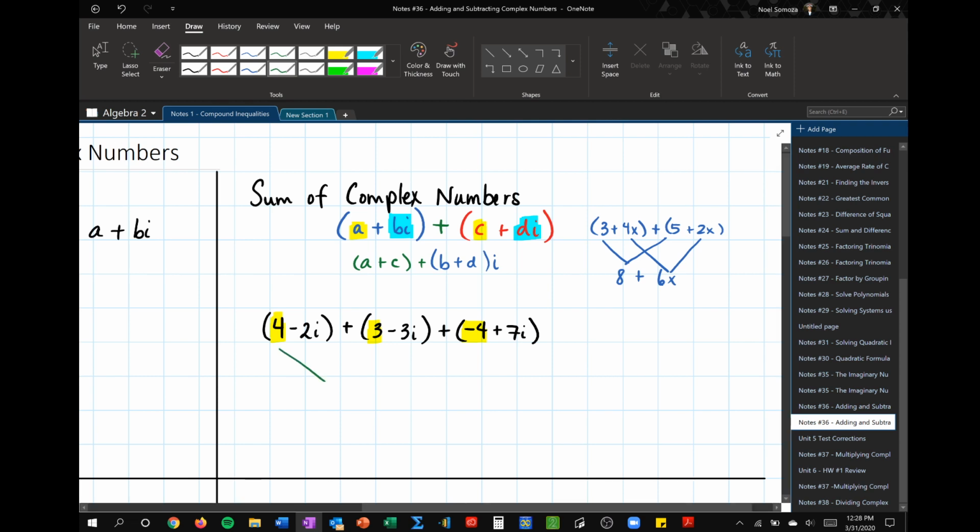So 4 plus 3 plus negative 4. Those combine: 4 plus 3 is 7, and 7 minus 4 goes back to 3. So that's my real numbers. I can do the same thing with the imaginary numbers.